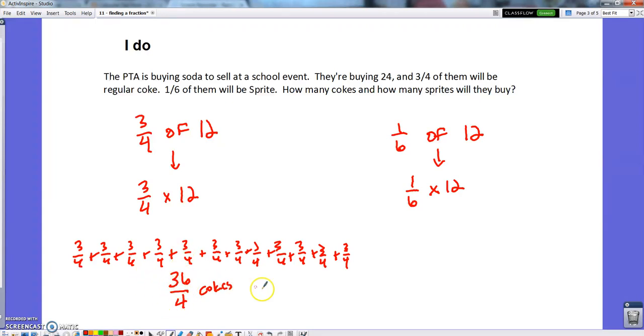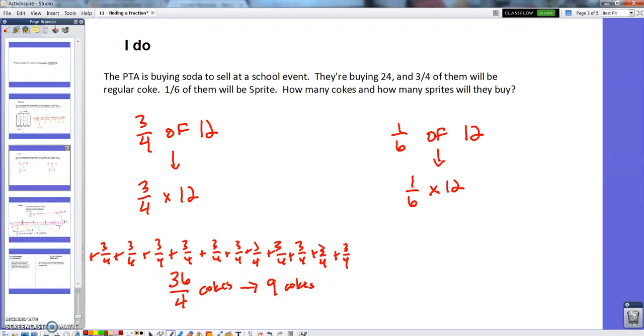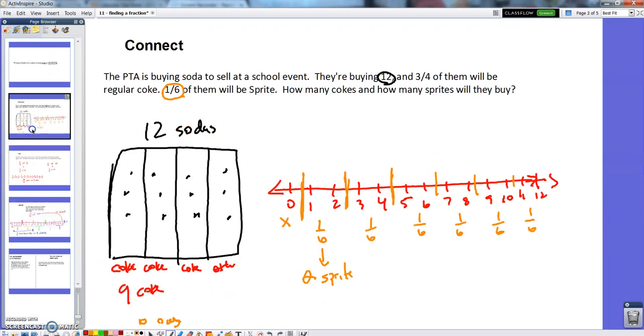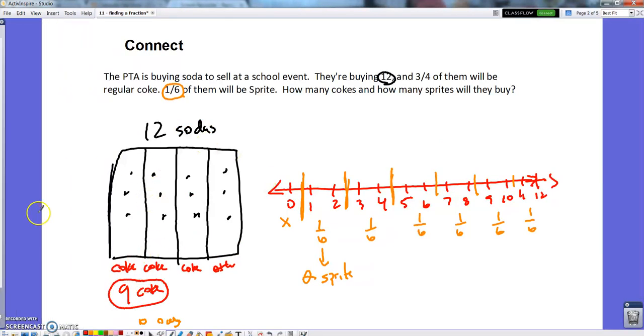But if I change that to a whole number, it is going to be 9 Cokes. Every 4 of them makes a whole. 9 times 4 is 36. So it's going to make 9 Cokes. And check it out, if I go back and show you before, oh, look, 9 Cokes. If I use this strategy, I see why it's 9.